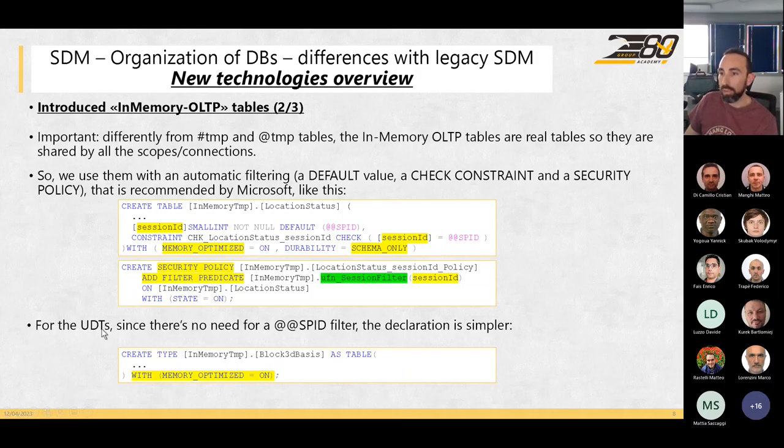There is another type of these in-memory tables, a variation that is activated with memory optimized on the user-defined types. So this is also a possibility, but it is limited because then they cannot be used, for example, to return data from a procedure. They can be used only as input in a procedure, but not as an output.